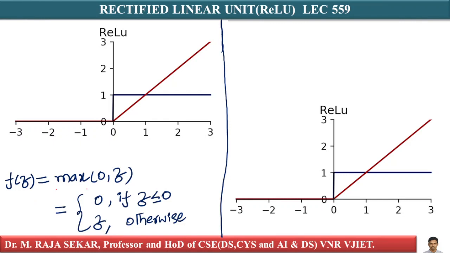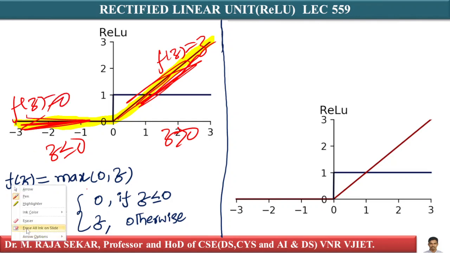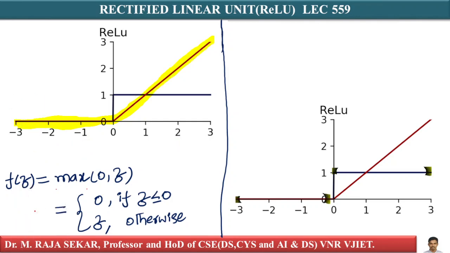Recall what is my ReLU function: f of z equal to max of 0 comma z, which is equal to 0 if z is less than or equal to 0, and z otherwise. Geometrically you can say this is a ReLU function, isn't it? This portion is related to f of z equal to z as z is greater than 0. If z is less than or equal to 0, what is this portion? Your f of z equal to 0. This we already discussed in our previous lecture.